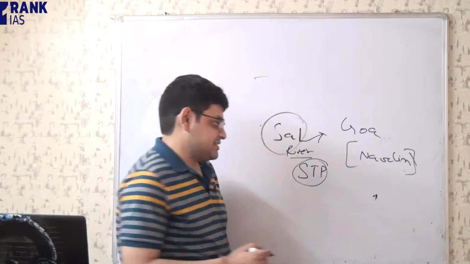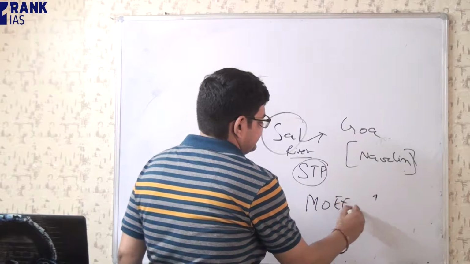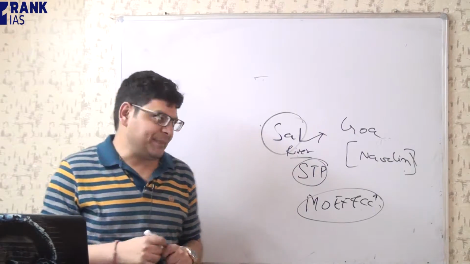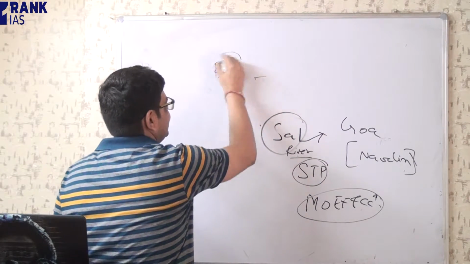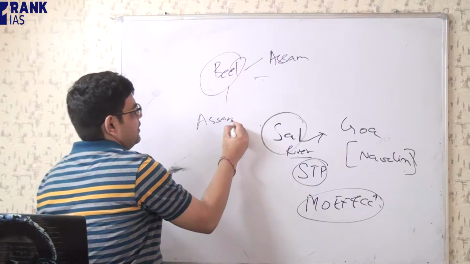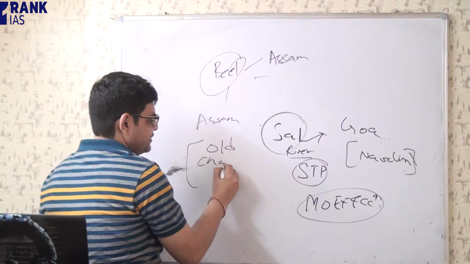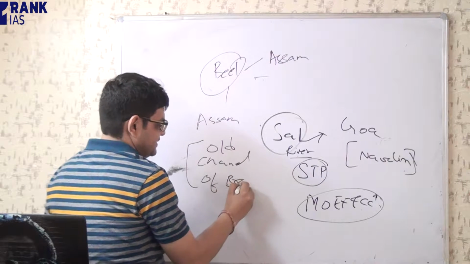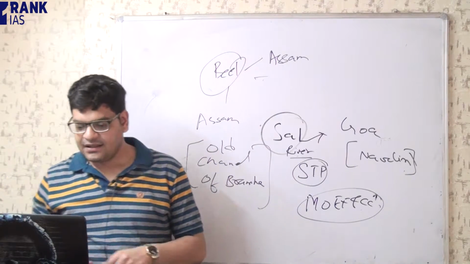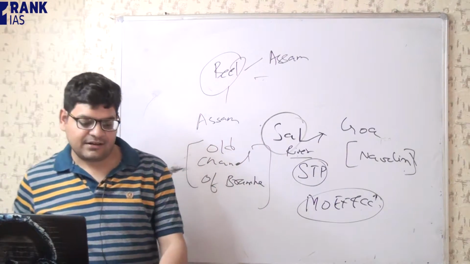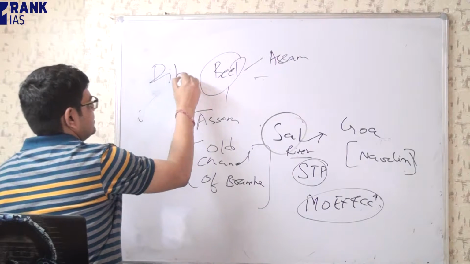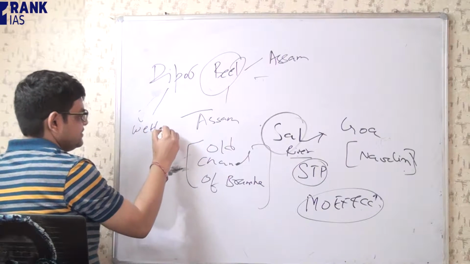Ministry of Environment, Forest and Climate Change has sanctioned this project. Now the second is Deepor Bil. Deepor Bil is the word for lake or jheel in Assamese. This Deepor Bil is in Assam, and it's an old channel of the Brahmaputra river. It is one of the largest freshwater lakes in Assam, and it is also a wetland under the Ramsar Convention.